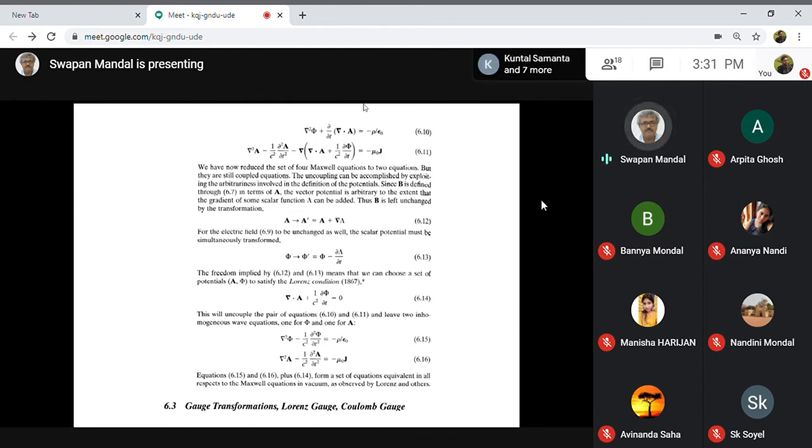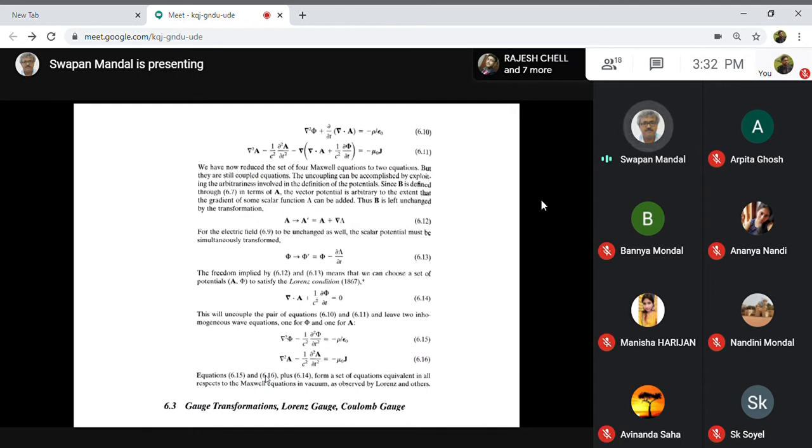And what about this term? From the Lorentz condition, divergence of A equal to minus 1 by c square del phi del t. If you put it here, minus 1 by c square del t of del phi del t means del square phi del t square. So I have got del square phi minus 1 by c square del square phi del t square equal to minus rho by epsilon 0. So this is the equation involving the scalar potential, and the other is the equation for the vector potential.